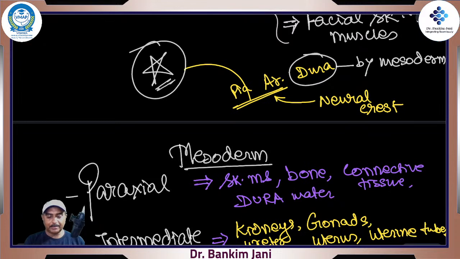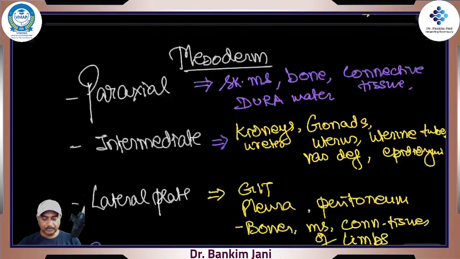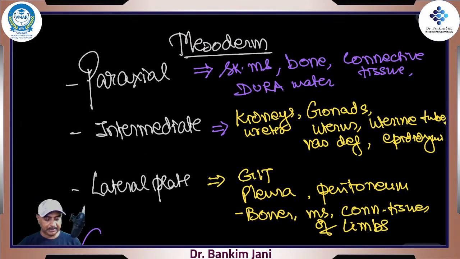Point to remember, the three meninges. So dura mater, that is by mesoderm, right? Pia mater and arachnoid mater, they are by neural crest. So here it is mesoderm: paraxial, intermediate, and the lateral plates, or the lateral mesoderm. Paraxial: skeletal muscles, bone, connective tissue, and dura mater of the body, right? For the arms and the lower limb, it would be the lateral plate, because from the lateral side it goes, right? Intermediate: the major organs, which are kidneys, gonads, ureter, uterus, uterine tube, vas deferens, and the epididymis.